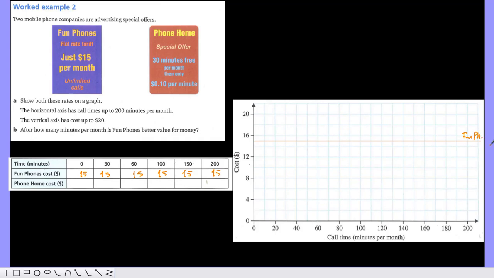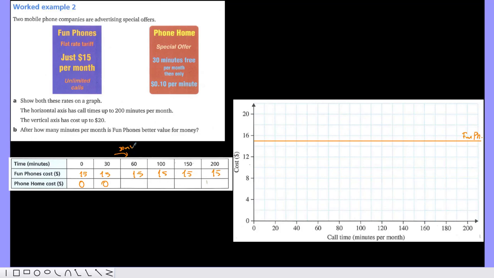For the second one, Phone Home cost, of course for 0 minutes you are going to pay 0, because it depends on your calls. But for Fun Phones, you are going to pay $15 even if you don't talk. For 30 minutes again, it's going to be 0. Then from 30 to 60, you have 30 minutes of talking.